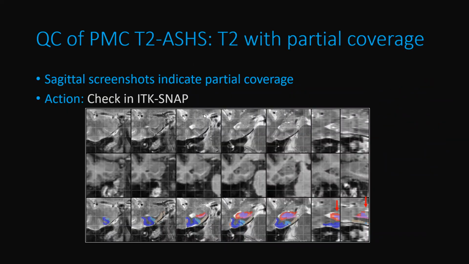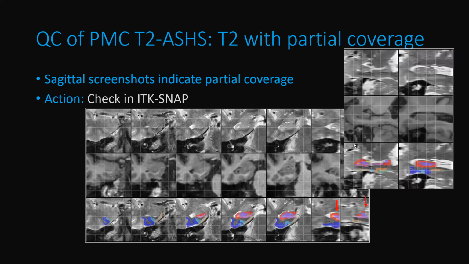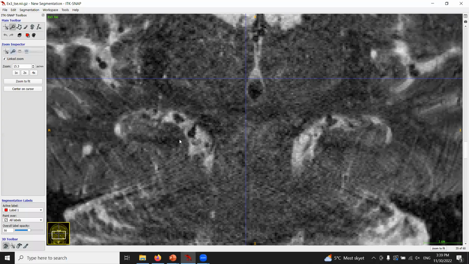Then one thing that can happen is partial coverage. What you see here is in the sagittal plane, these sagittal screenshots are very small, and you see that the labels are right up to the edge, whereas normally you would have a little bit of space on both ends of the sagittal screenshot. So that could indicate a problem. I want to show you this example in ITK-SNAP.